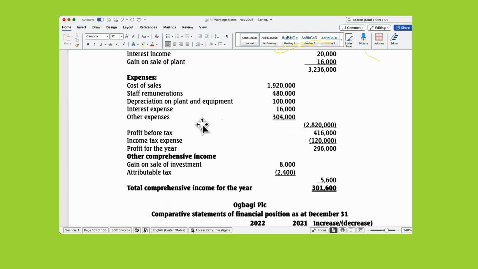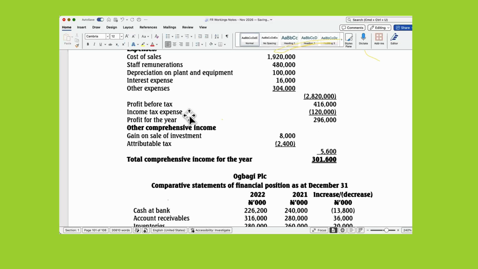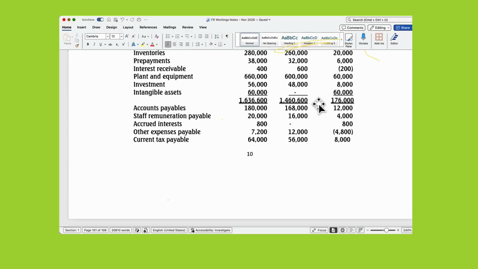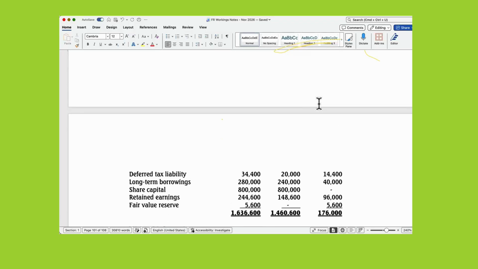After other expenses, what's the other item? There's a profit before tax. Then we have our income tax of 120. I'm going to treat this income tax of 120, and there's another tax I'm seeing here under the other comprehensive income. I can see an attributable tax of 24. So I'm treating those two together. The same way, I just go to my statement of financial position. I will establish, do I have any tax liability?